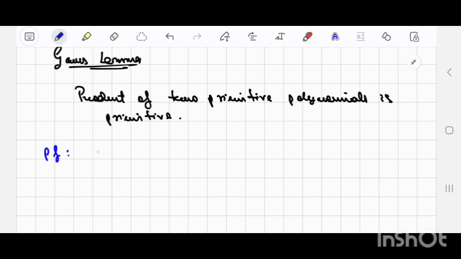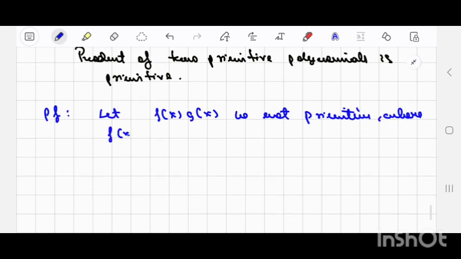Proof. Our first intuitive approach should always be proof by contradiction in such cases, where we do not have to estimate things or bring out certain outputs from the proof. If our goal is only to prove a certain statement, one of the most important approaches is always contradiction, right? So let f(x) times g(x) be not primitive, where f(x) and g(x) are primitive.